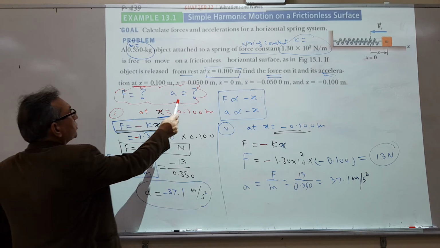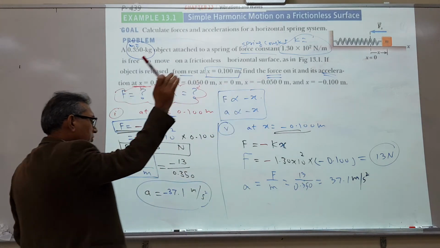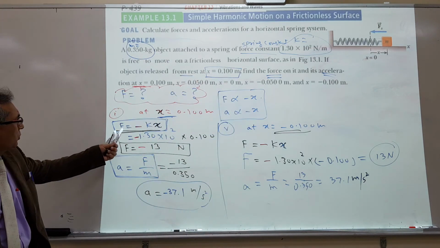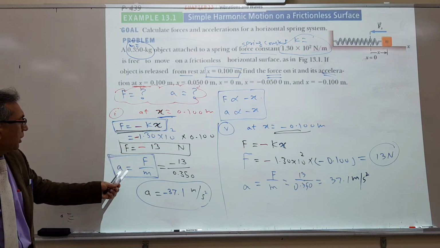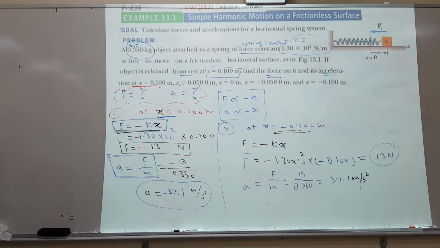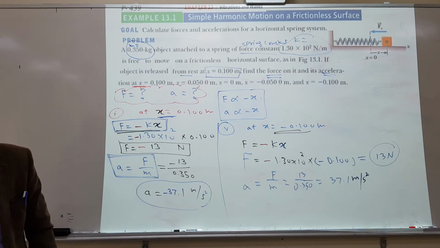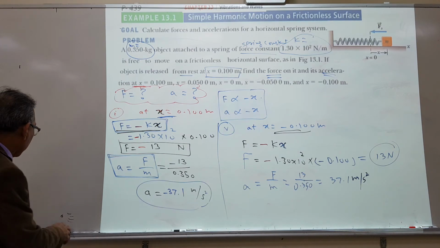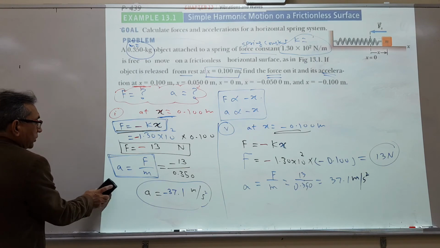So as I told you, you can do this for any other values, whatever you are given, you can find out using the basic rules. Force is minus kx, and the acceleration is force over m. You may have other correct formulas to do the same question, by the way. Now, next.